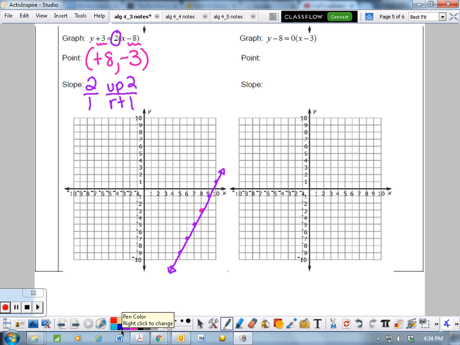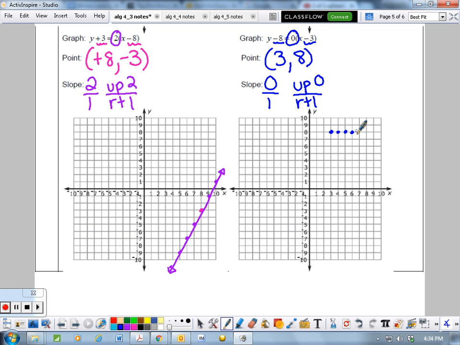Okay, next one. Let's start with our x. It says negative 3, which means we start at positive 3. It says negative 8, so positive 8. So 3, 8 gives us our starting point. And then we look at our slope, which says 0. So 0 as a slope is 0 over 1, which means we go up 0 and right 1. So I go up 0, right 1, up 0, right 1, which means I'm going straight across. I've got the idea. So now I can draw my accurate line totally across.